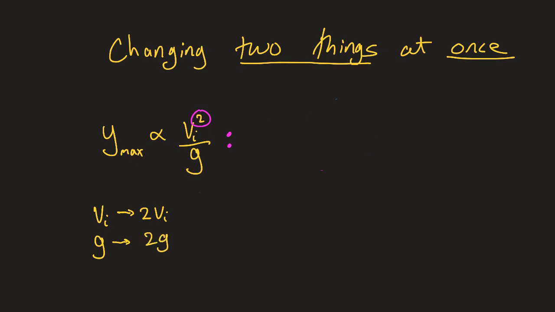Or perhaps, instead of quadrupling the field strength, maybe we could only double it. And we work out the math again. We square our doubling in speed, and we only divide by 2. So what happens? Well, now we get 4 over 2, and we get 2. So 2 times the maximum height.